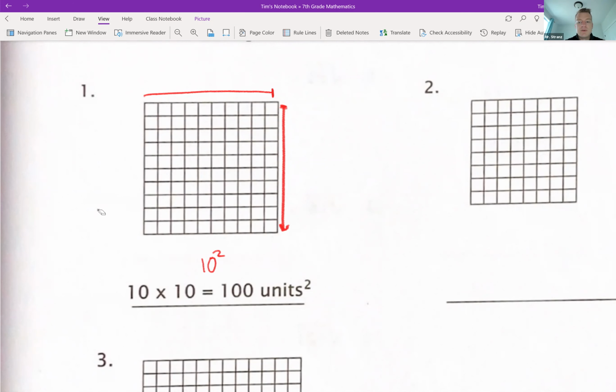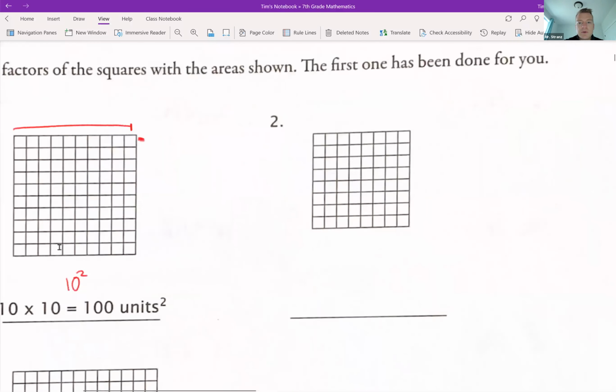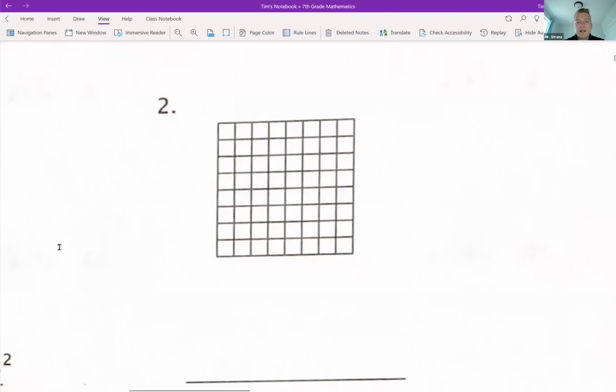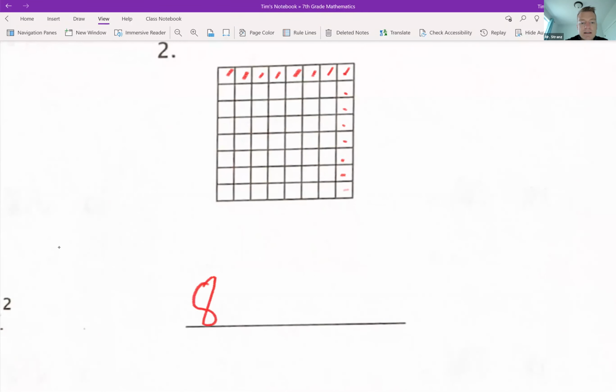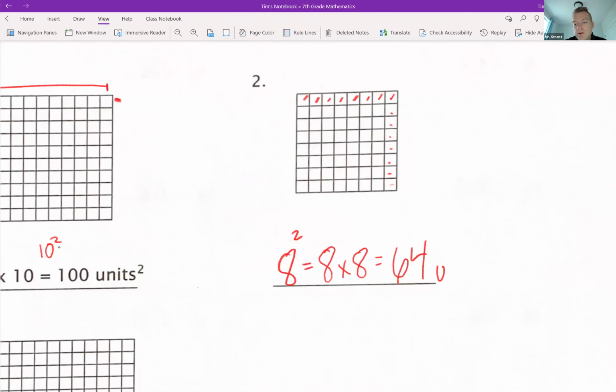Let's look at number 2. How many blocks do we have going up? We got 1, 2, 3, 4, 5, 6, 7, 8. And then across we got 1, 2, 3, 4, 5, 6, 7, 8. So we know this one has to be 8 squared, which is 8 times 8, which is 64. So 64 units squared.